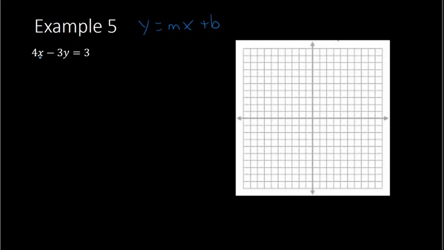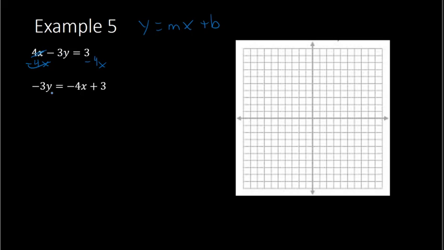This 4x is being added, this negative 3 is being multiplied. So get rid of the addition first. We do that by doing the opposite, which is subtracting. So I subtract 4x from both sides. These 4x's will cancel. I have negative 3y on the left, and on the right we have 3 minus 4x, or we can write that as negative 4x plus 3.